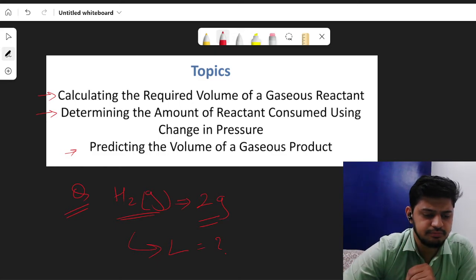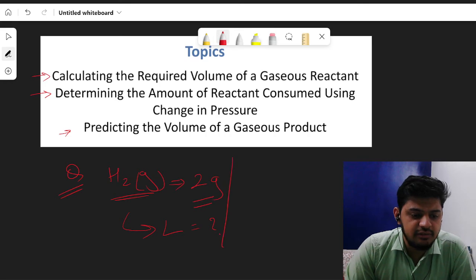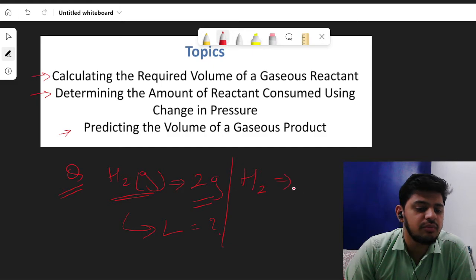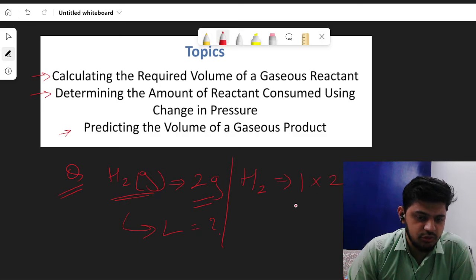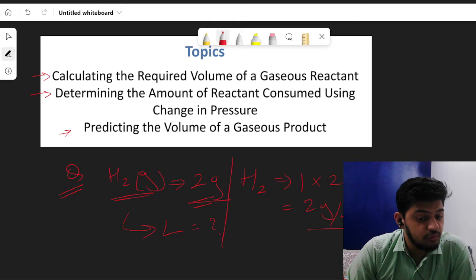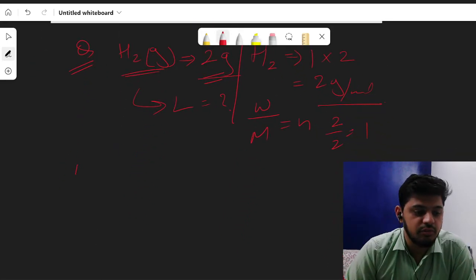See, for example, we know that we have H2 gas. What is the molecular mass of H2? For one hydrogen it is 1, and it will be multiplied by 2, so it will be 2 grams per mole. You know that given mass divided by molar mass is equal to the number of moles. So 2 divided by 2 equals 1. So it is 1 mole. The number of moles is 1.